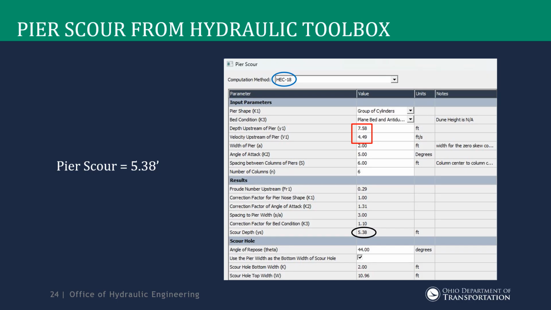And if you'll notice, the HEC 18 method does not use soil properties. It is dependent on the velocities, and the angle of attack can do a lot to it also, and the configuration. So we see here we came up with 5.38 feet of pure scour in this situation.